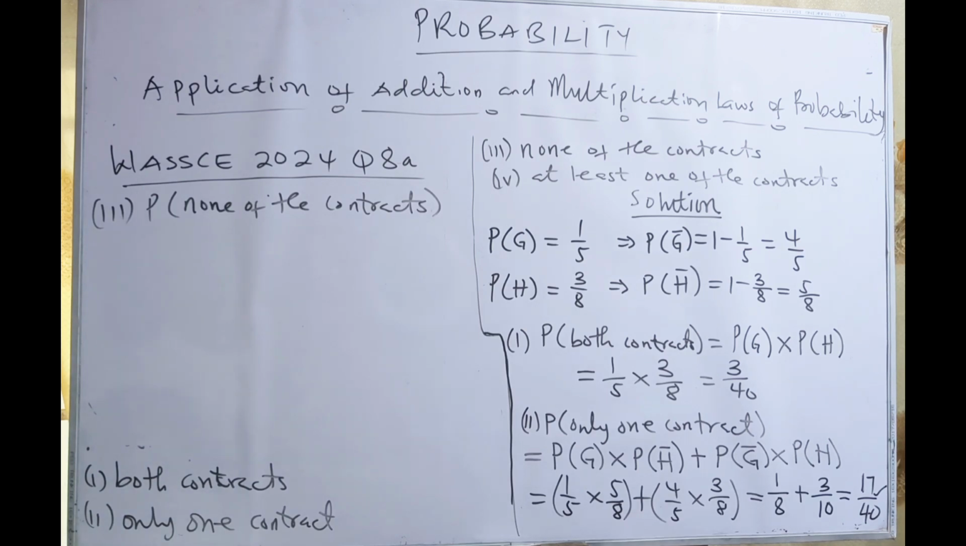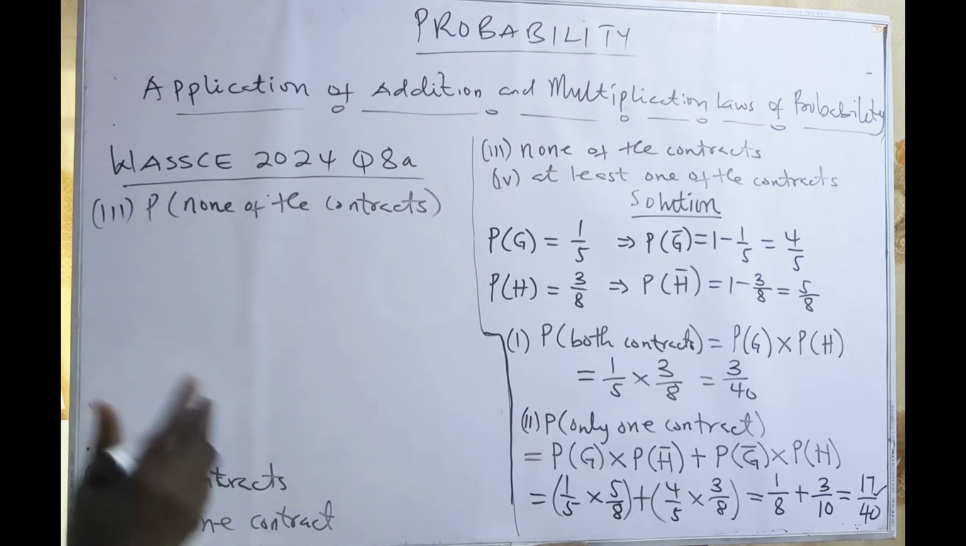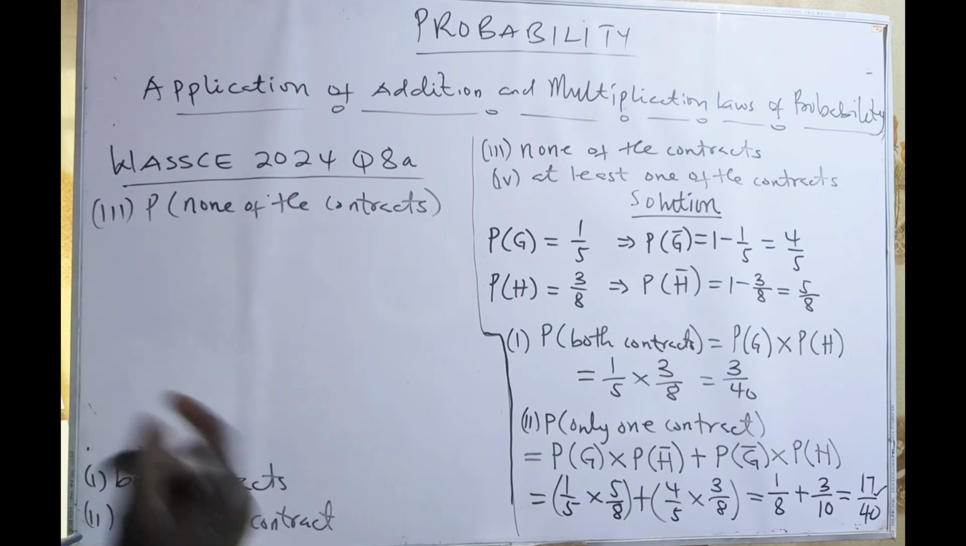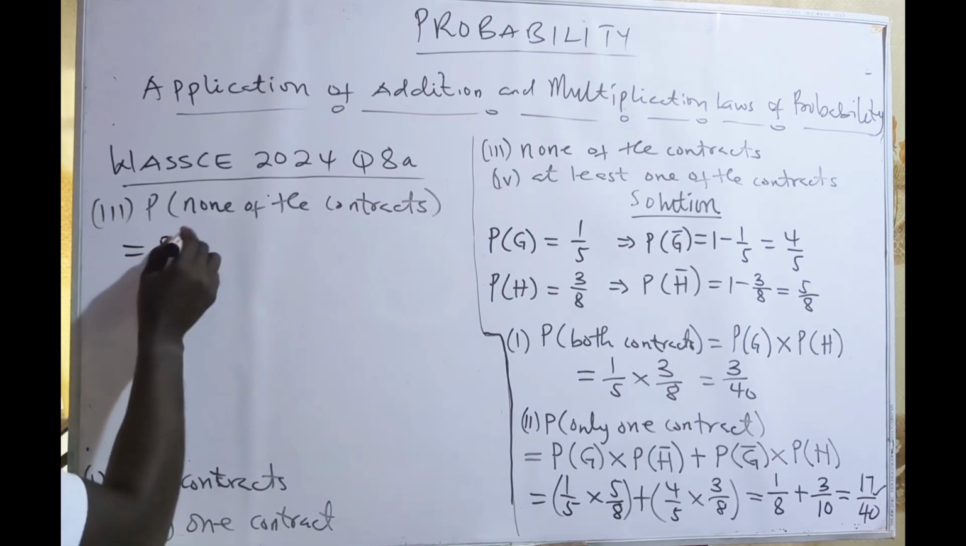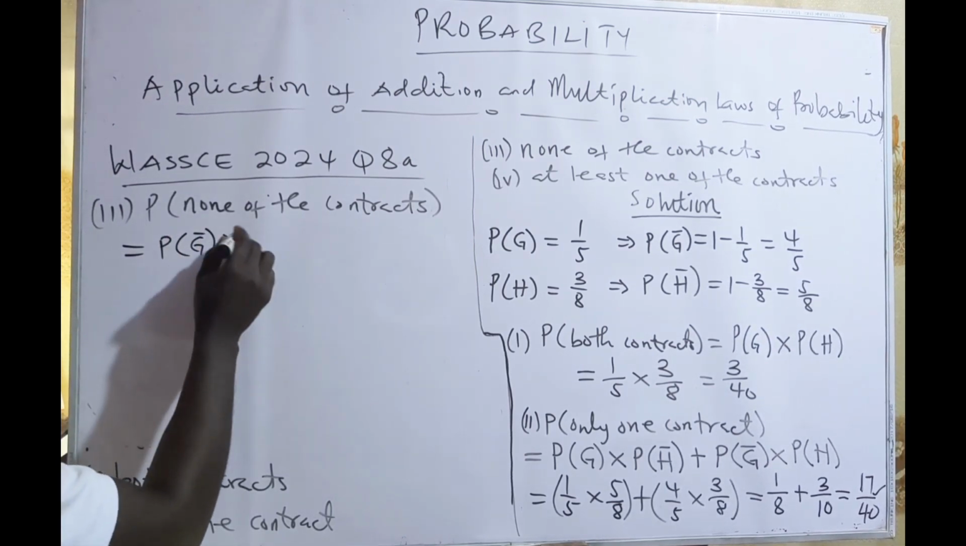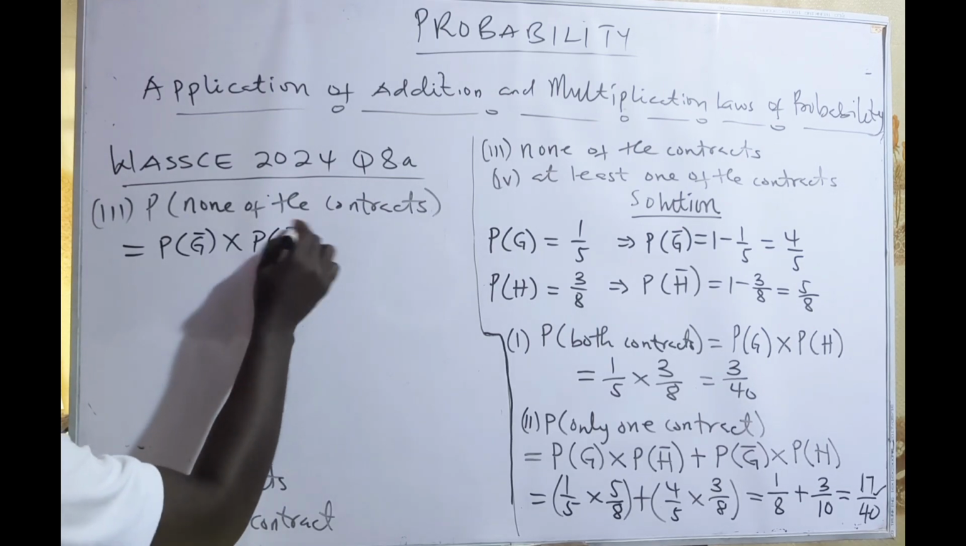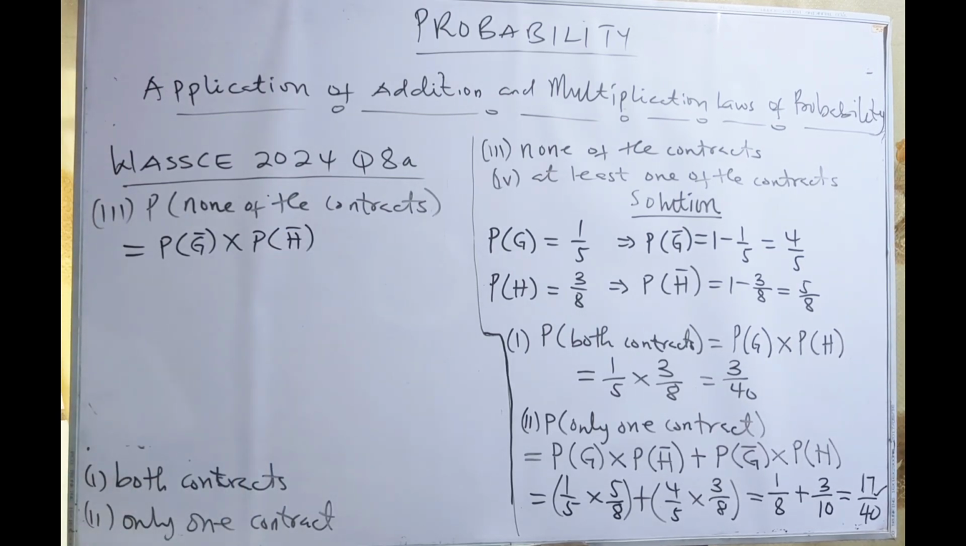Okay, it means that the company will not win any. The company will not win J and not win H. That's the probability of none of the contracts. So that will be probability of not winning contract J and probability of not winning contract H. So you multiply the two.